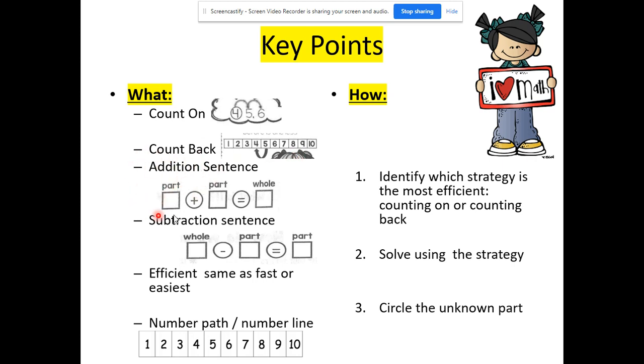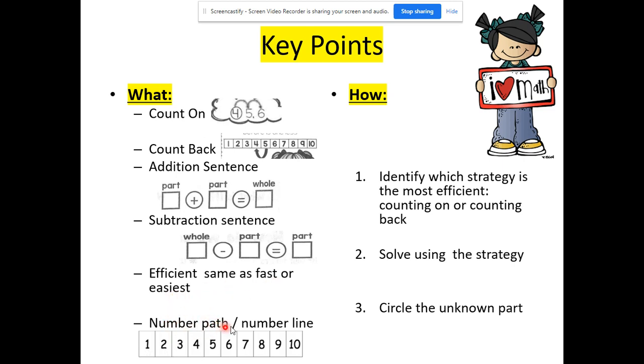Addition sentence. We need to know what an addition sentence looks like. And this is how it looks. It's a part plus part equals a whole. We also need to know what a subtraction sentence looks like, which is our whole. We start with our whole minus the part equals the other part. Efficient. The word efficient means the same as fast or the easiest way.